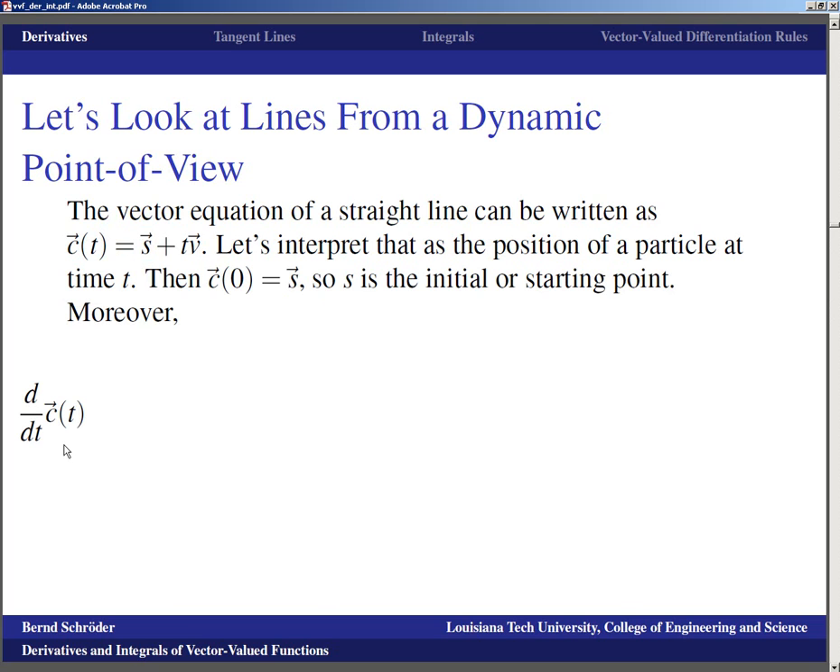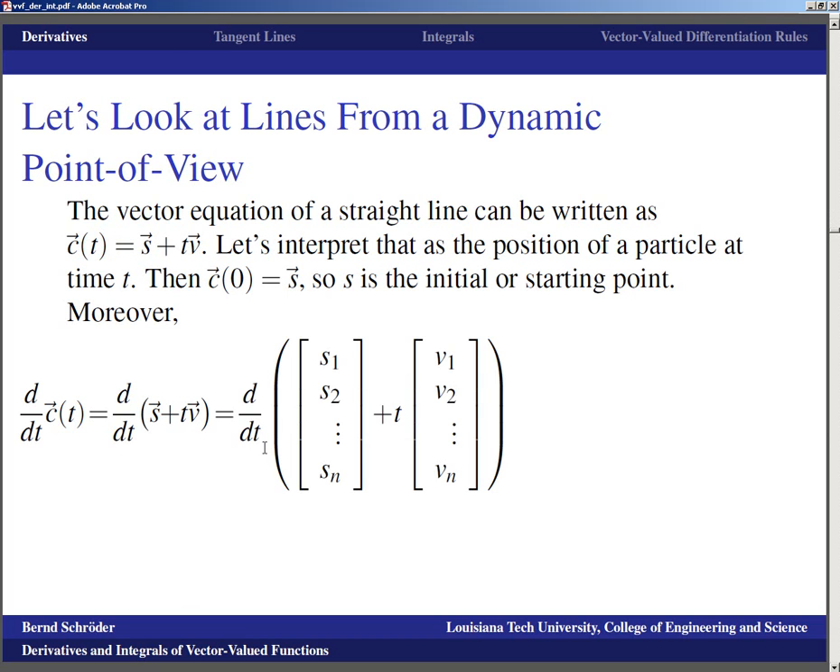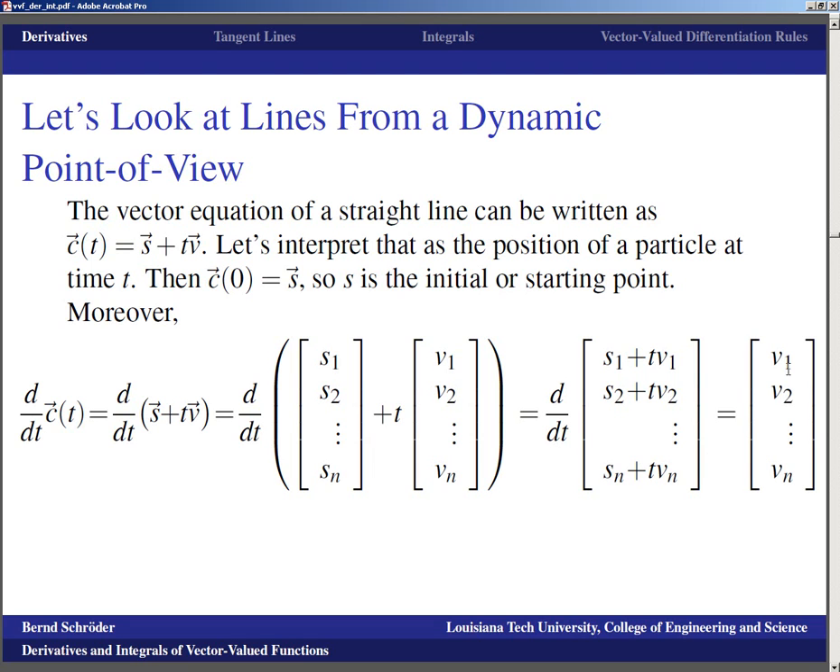And the derivative of c of t, well, that would be the derivative of s plus t times v, which would be the derivative of s1 through sn plus t times v1 through vn, which would be the derivative of s1 plus t v1, s2 plus t v2, and so on, because we can do the algebra component-wise. And then we realize that, of course, we can also take the derivatives component-wise, and so that derivative is just v1 through vn, which is v.